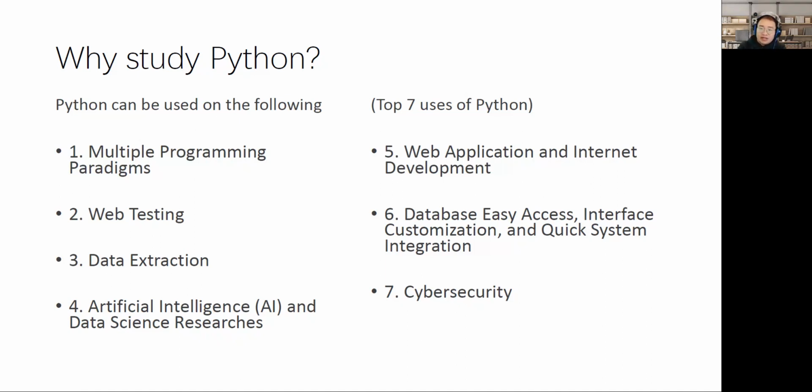Fifth is web application and internet development, as we have already shown in web testing. Sixth is database access. Python can interact with many pre-existing databases like SQL, PostgreSQL, and many other database applications. You will have an API to access them, so it's one of the main reasons we choose Python. Finally, cybersecurity, which is about preventing your data from being stolen by hackers. Many of us are using Python for all these applications. Python has its limitations, of course, but the biggest advantage is that it's easy to learn and easy to apply.